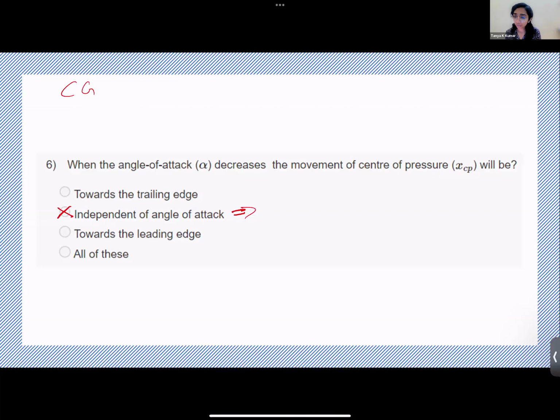No, CG is fixed, it has no relation with angle of attack. So I don't think it comes into play here. It's nothing to do with the aerodynamics. CG is just with respect to mass distribution. So it is some aerodynamic parameter. What is the point that is independent of angle of attack?